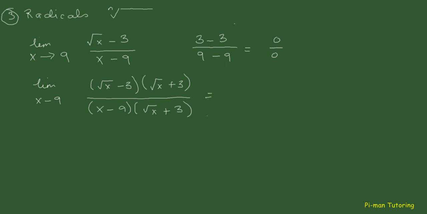And now when we multiply together the top, we get the limit as x tends to 9 of root x times root x is just x. The middle terms disappear, and 3 times 3 is 9. So the top reduces to x minus 9. That happens to match one of the factors on the bottom.